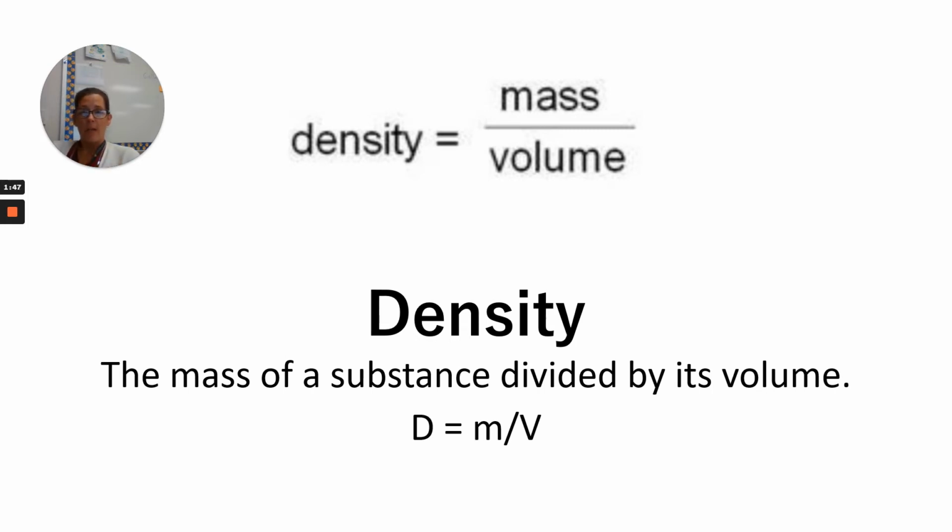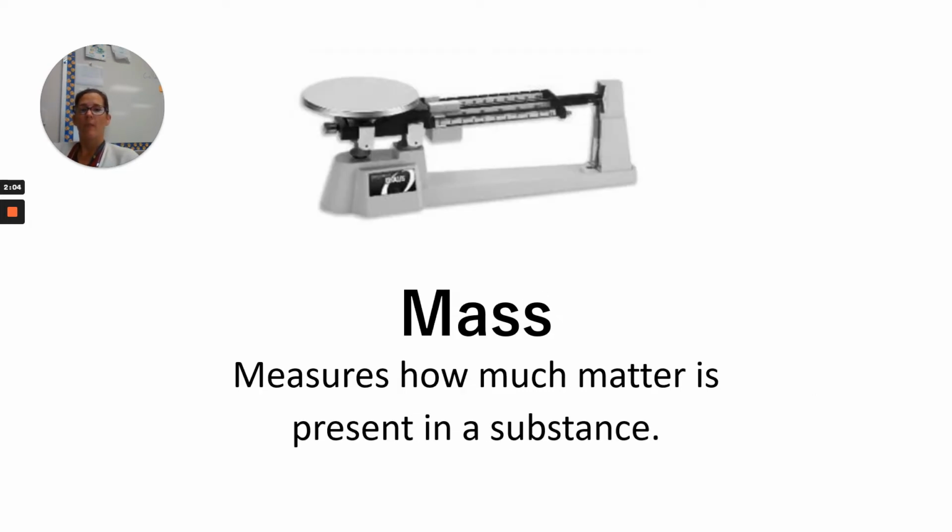And here we have the formula for density. So density is the mass of a substance divided by its volume. So density equals mass divided by volume. That's how we're going to figure out the exact density of our different substances whenever we get there. So here we have mass. Mass measures how much matter is present in a substance. So again, the mass is going to be in grams. So grams would be the unit.